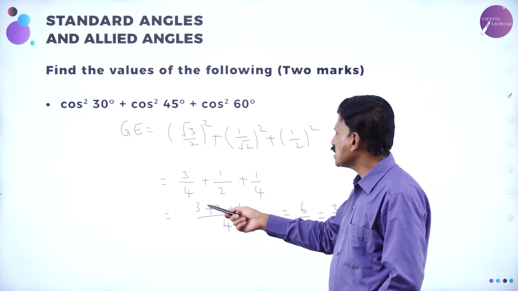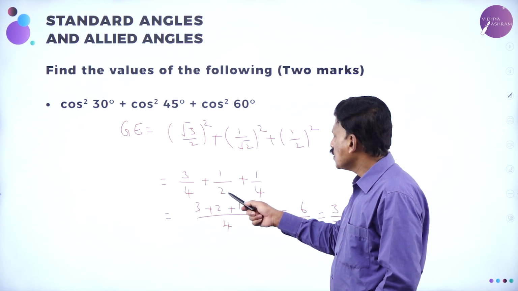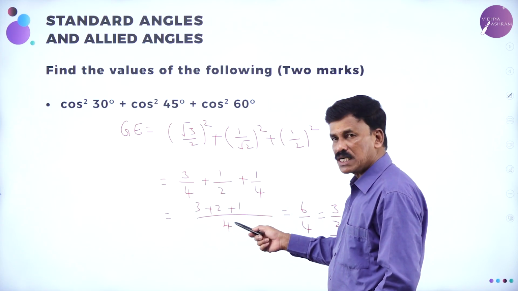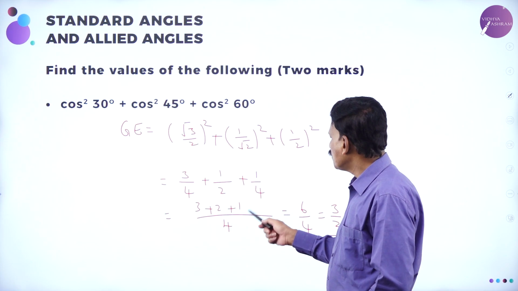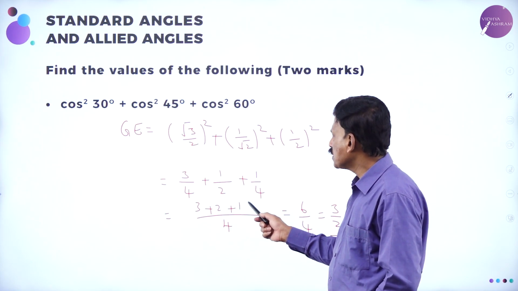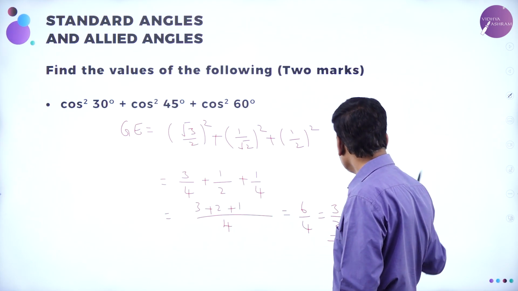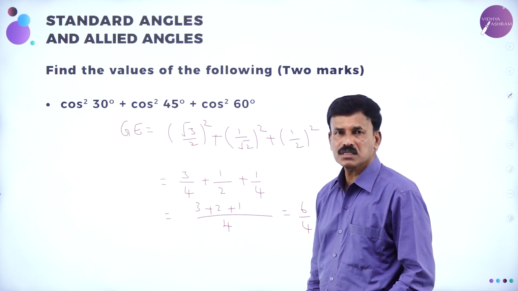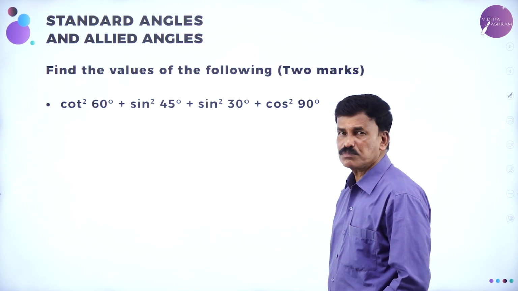Take the LCM. 4 is the LCM. 4 and 4 get cancelled, 3. If you divide 4 by 2, 2 times it will get cancelled, 2 ones are 2, plus 4 and 4 get cancelled. 3 plus 2 plus 1 is 6 by 4, which is equal to 3 by 2, which is the required answer. Now, let us take a similar type of problem.